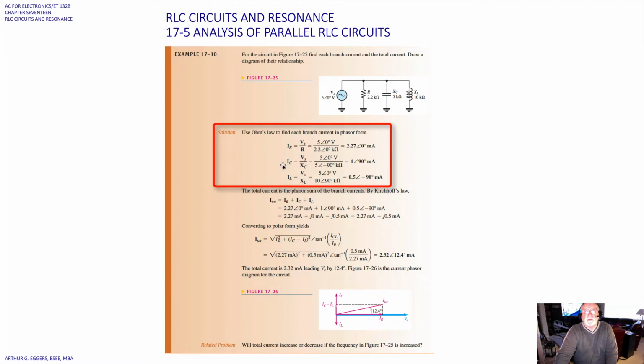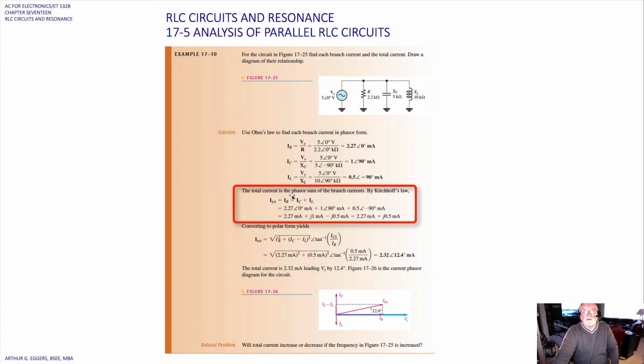The current through the capacitor then, V sub S over X sub C. So 5 into 5 gives us 1, and we move the angle of 90 degrees into the numerator, change the sign, we have 1 at an angle of 90 degrees in milliamps. And then finally, the current for the inductor, V sub S divided by X sub L. 10 into 5 gives us a 1/2. And then again, we do the same thing, move the angle out of the denominator into the numerator, change the sign. So we have 1/2 milliamp at an angle of minus 90 degrees.